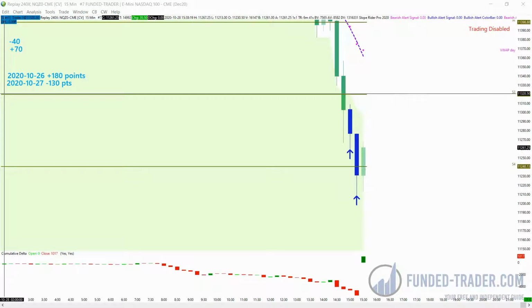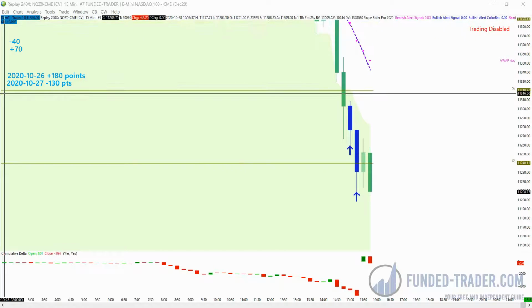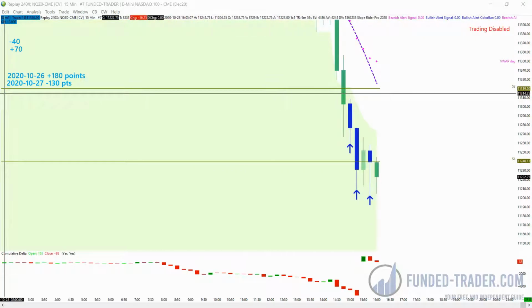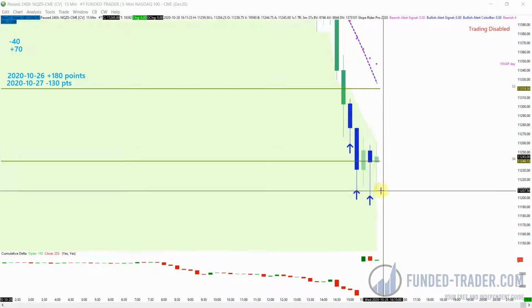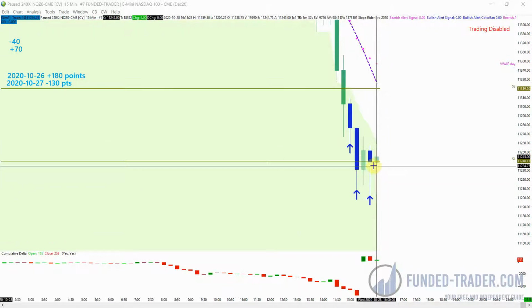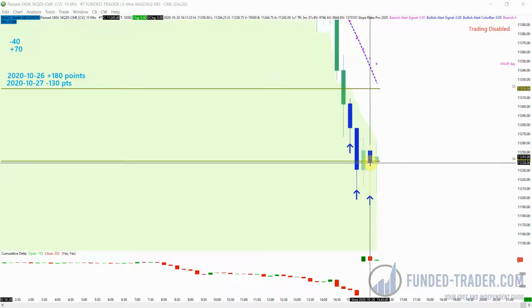But just for the sake of this analysis, so here it is struggling a bit. I like this candle very much. It made a new low, has a very long wick. The body is above the pivot.